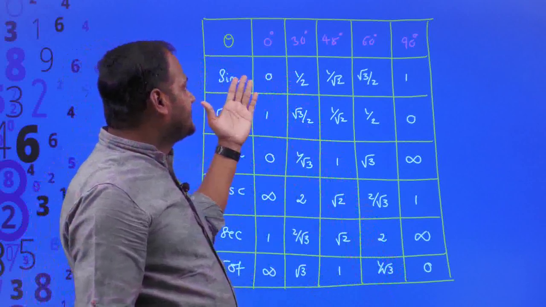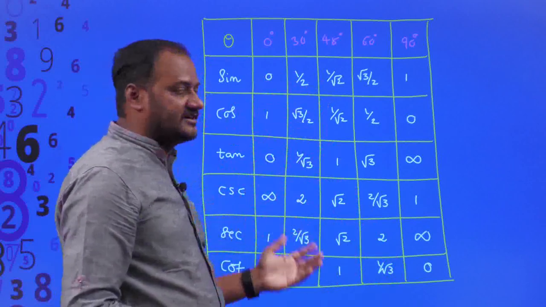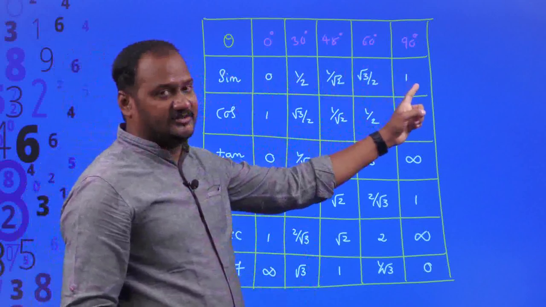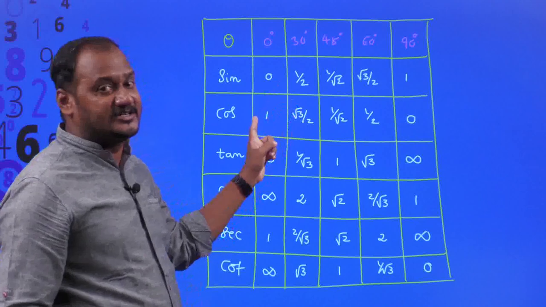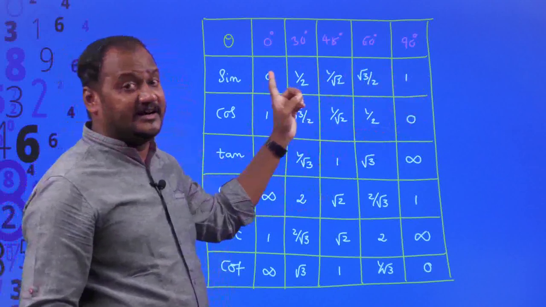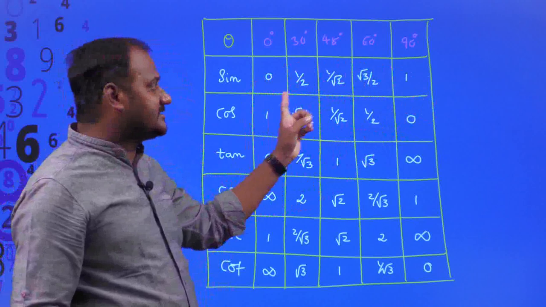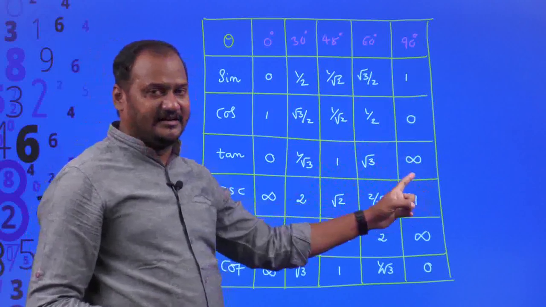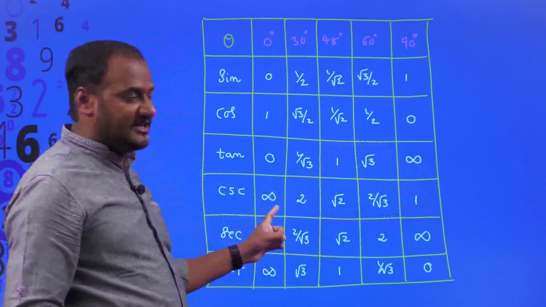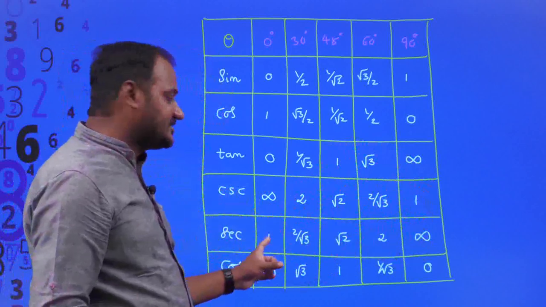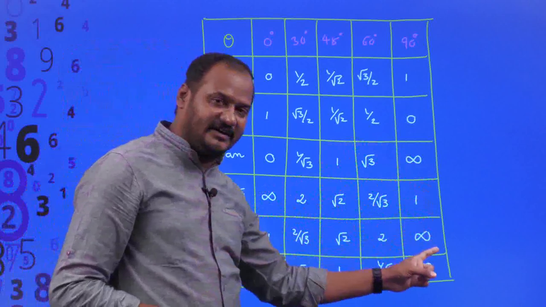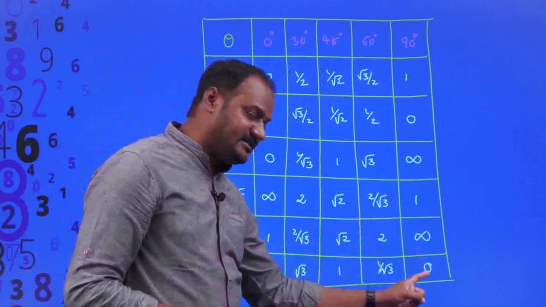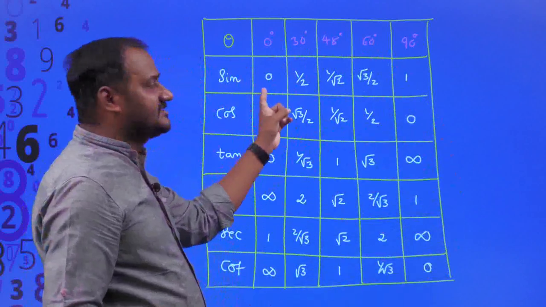And coming to the sine values, cos values, tan, cosecant, secant, cot, you can understand one more thing here. Sine ends with 1, and immediately cos starts with 1. Cos ends with 0, tan starts with 0, and tan ends with undefined, and then cosecant starts with undefined. Cosecant ends with 1, and then secant starts with 1, and secant ends with undefined. Similarly, cot starts with undefined, and cot ends with 0, and again sine starts with 0.